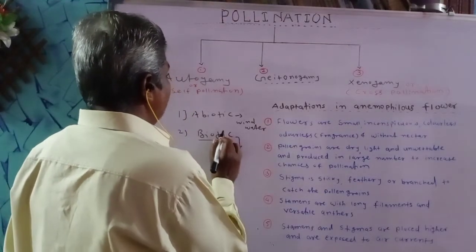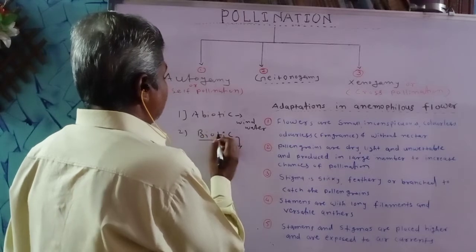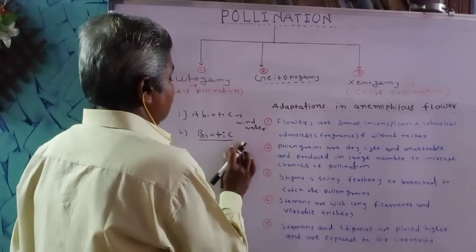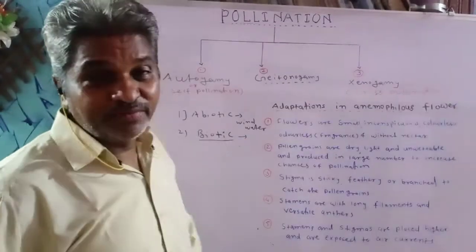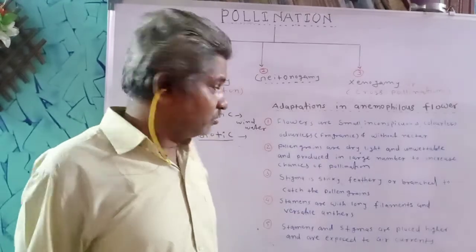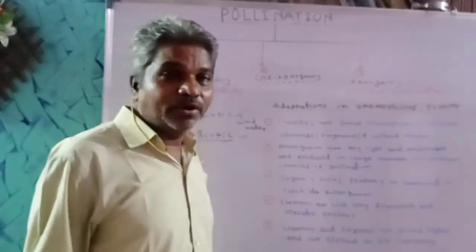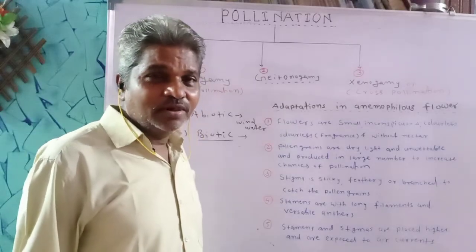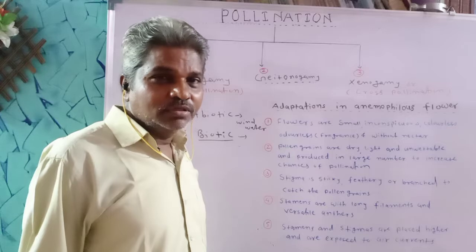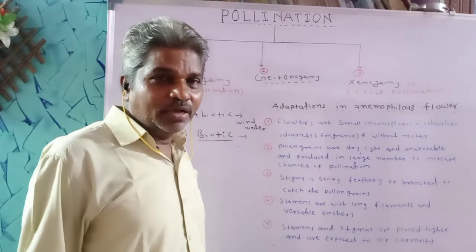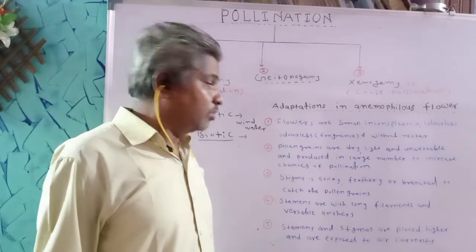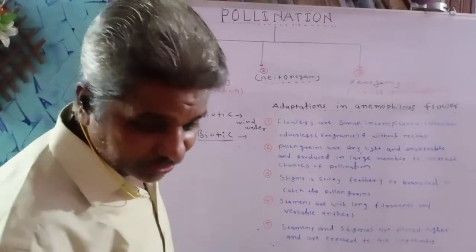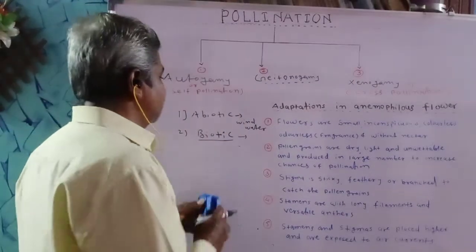So what do you mean by biotic agencies? Pollen grains are transferred from anther to the stigma through living agents. These living agents are called biotic agents, and they may be insects, birds, bats, butterflies, snails, and other animals. So these are the two different agencies involved in pollination.